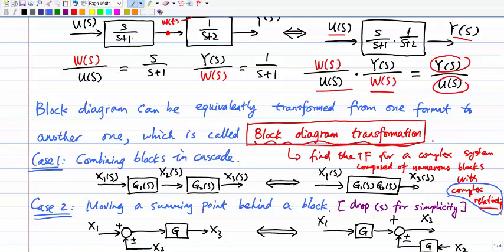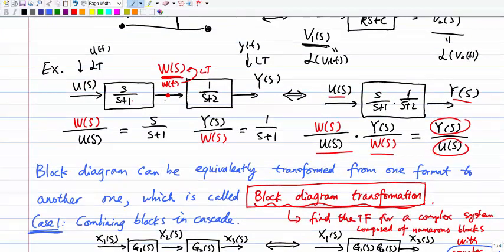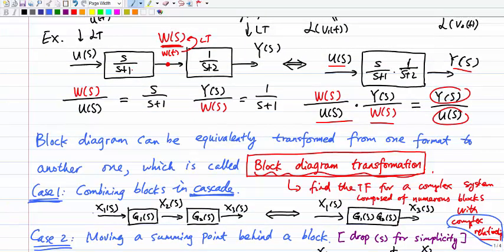Okay, let's start with the first case, called combining blocks in cascade. This is exactly what I mentioned over here. You can also call it a cascade relationship. If I give you X1(s) as my first signal, it goes through one transfer function G1(s) and gives the output X2(s). It goes in cascade, like a chain, to G2(s), and the output is X3(s). This can be equivalently written in another format, which just combines the product of these two together, quantifying the relationship between X1(s) and X3(s).